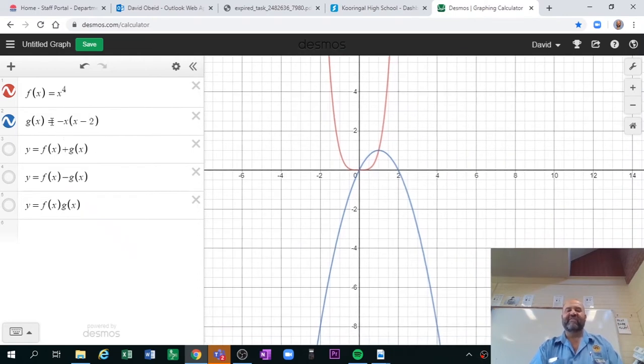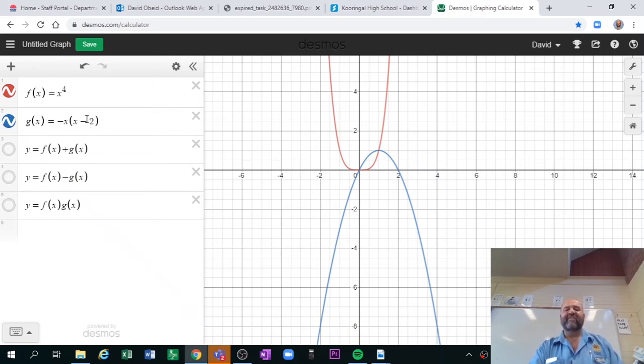If we expand these brackets out, we're going to get negative x squared plus 2x. The x squared tells us we've got a parabola. The negative x squared tells us that it's a sad parabola, so it's concave down.